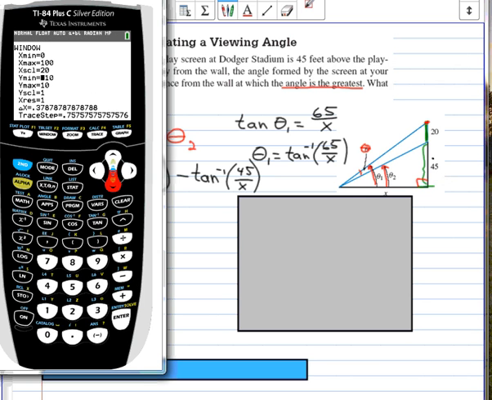Now my y's, my answers to this, are an angle in radian mode. So my minimum angle is 0. And my maximum angle would be 90 degrees. So that's pi over 2. Y max, pi over 2, because I have them in radians here. Scale, I don't care what the scale is. Now I'm going to hit graph.